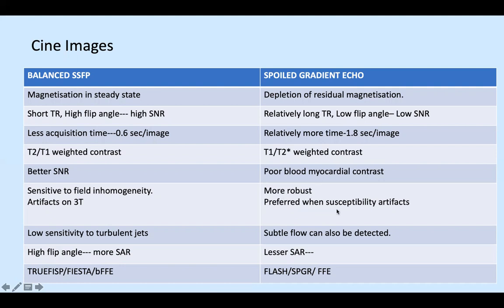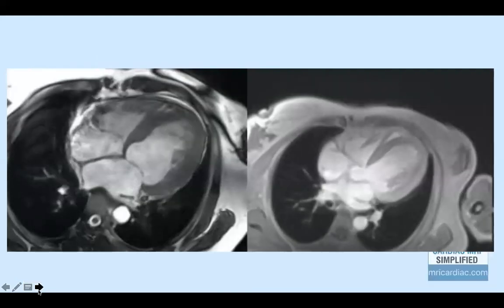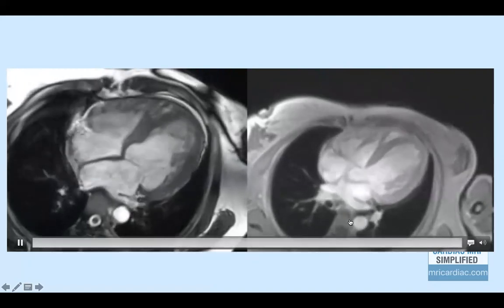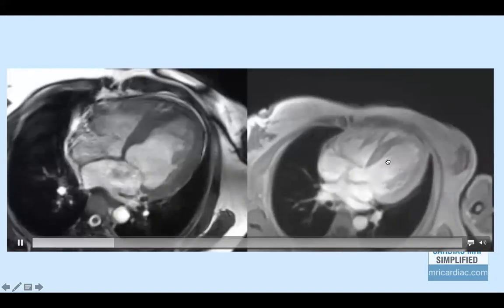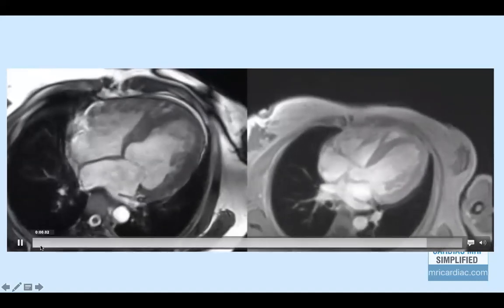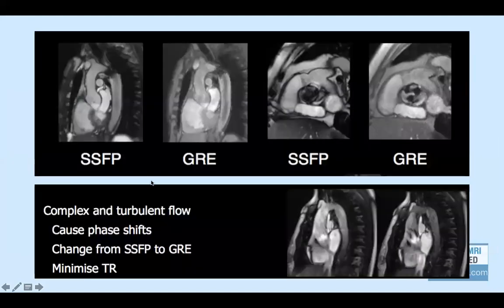They are preferred whenever there are susceptibility artifacts, especially in cases of devices, and they are also good for subtle turbulent flow. So this is an example of how SSFP images look, and this is a FLASH or spoiled gradient echo image. Though the blood and myocardial interface is relatively less clear compared to SSFP images, we can still get reportable images. Whenever there is a complex turbulent flow or any devices, switch over from SSFP to GRE, like in this case of aortic stent, and especially in this case of prosthetic valve, switching over to GRE can be helpful.